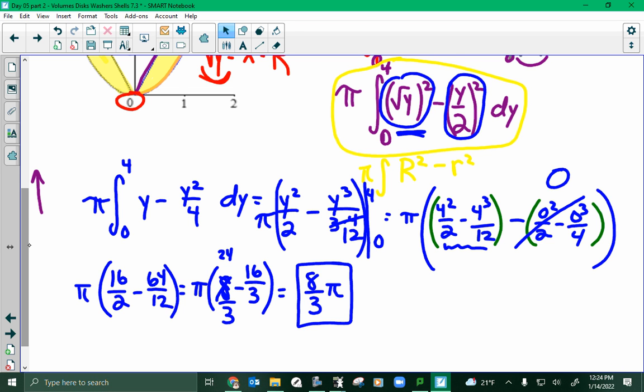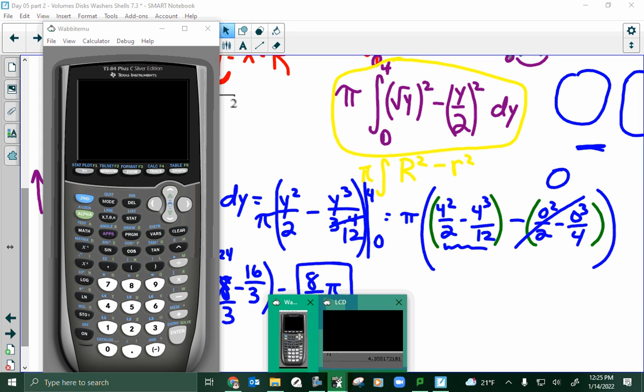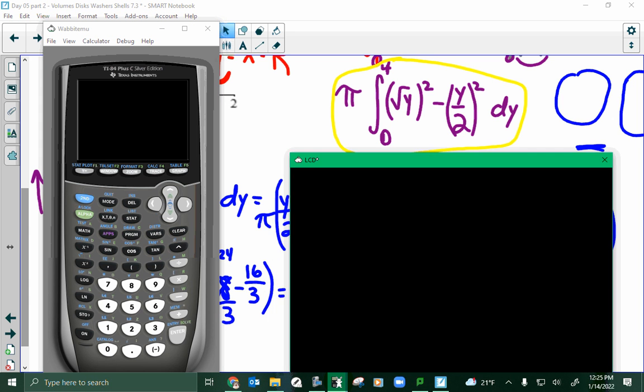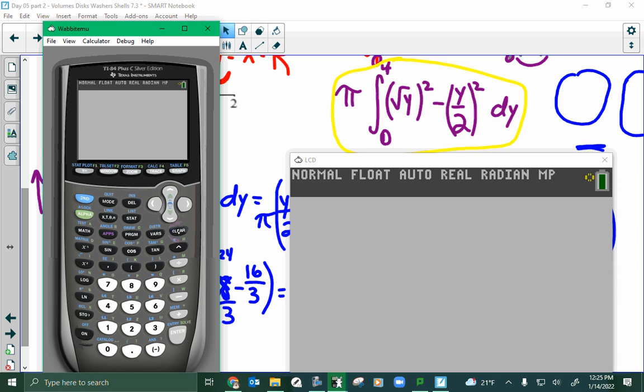Let's see if we did our math right, children. I'm going to put this purple integration in the calculator. And first, let's see what 8 thirds pi is. Okay, and see if that's going to be a correct answer for us. Now, let's turn this on. Clear. Let's do alpha y equals enter 8 over 3 times pi. This is what we got, 8.378. Okay, that second 7 will round up.